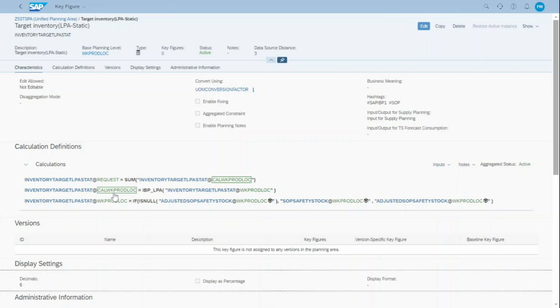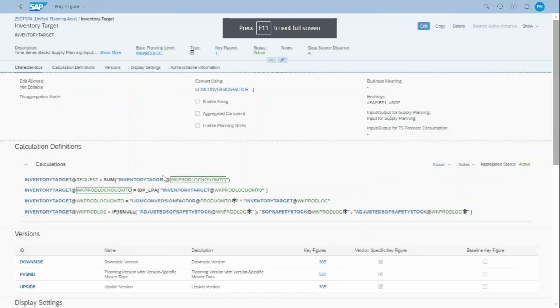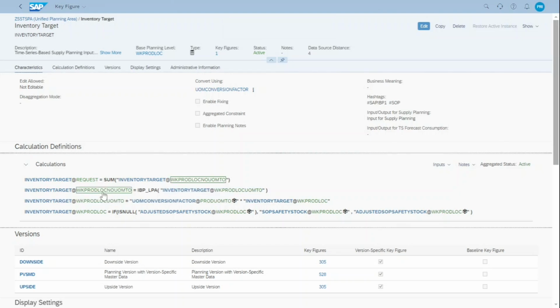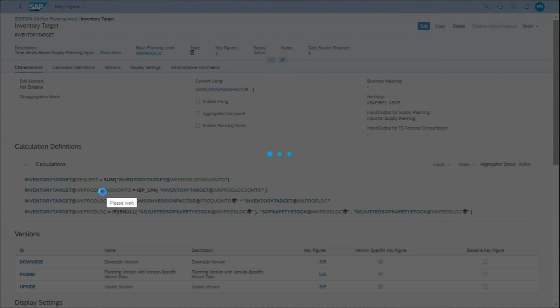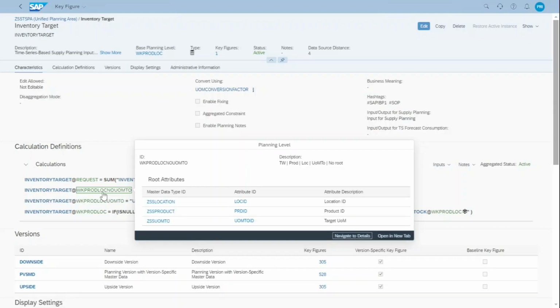Now let's see how the dynamic LPA would be configured. This is the dynamic LPA configuration. As you see, we have conversion also applied here. In the output planning level, we will not have any time profile level as a root attribute. We have just location, product, UIM2 ID. There is no root attribute for your time profile levels.